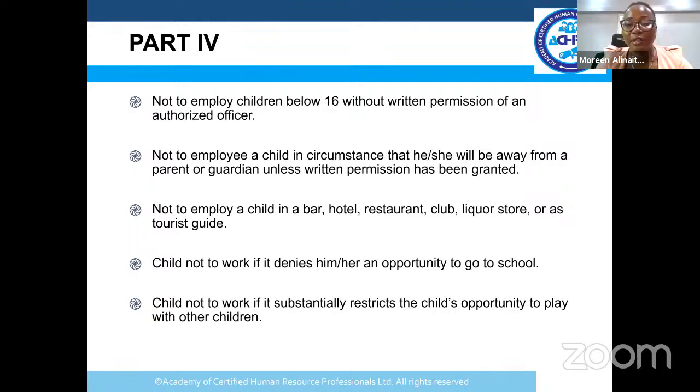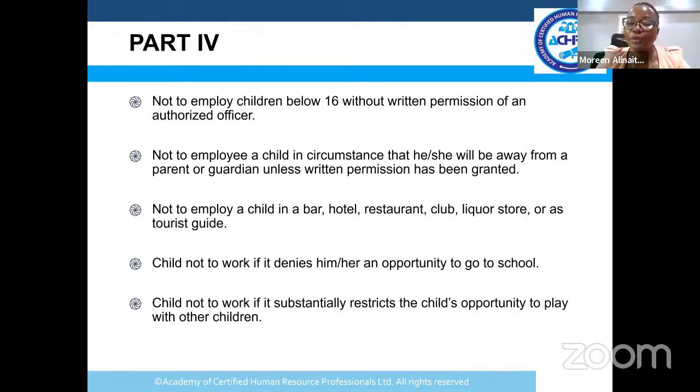If you employ a child in a bar, restaurant, or hotel, this is because those kinds of environments could corrupt the development of the child. They could corrupt the morals of the child. And I think specifically, this rule was put for purposes of protecting children who are in areas where tourism is thriving. For example, in the coast, you find many children don't go to school and they decide to be, they call it beach boys, right? They say, oh, I'll just go to the beach and take a mzungu around and then I'll be paid for it.